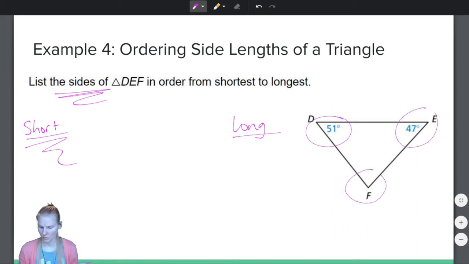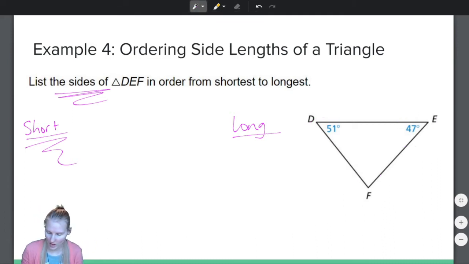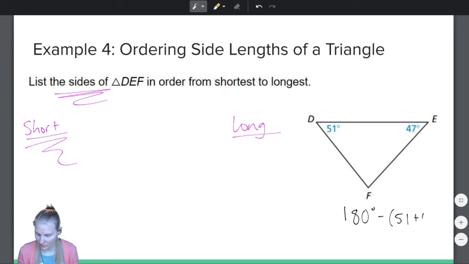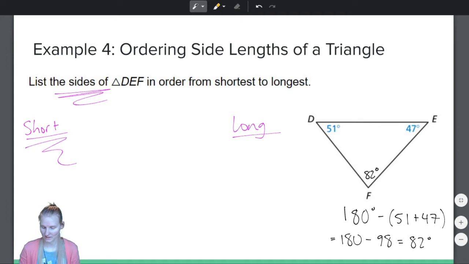But wait a minute, what's angle F? How am I supposed to list these in order when I don't know all the angles? Well, is there a way that we can find angle F? How many degrees are there inside of a triangle? 180. So I can take whatever 51 plus 47 is, and I can subtract that from 180. So 51 plus 47 is 98, and 180 minus 98 is 82. So F is 82 degrees.